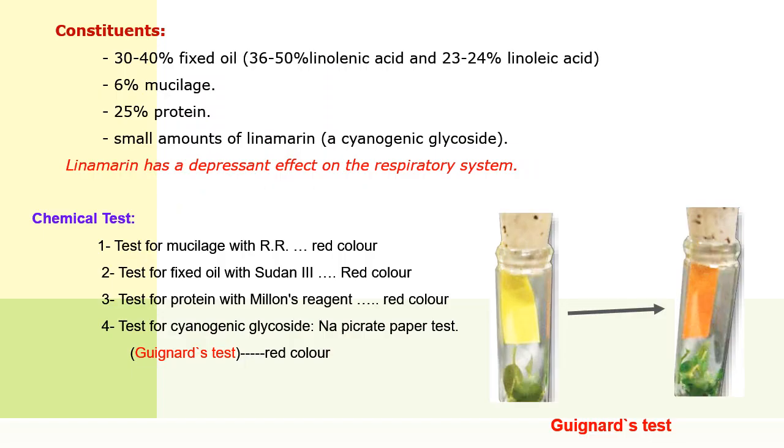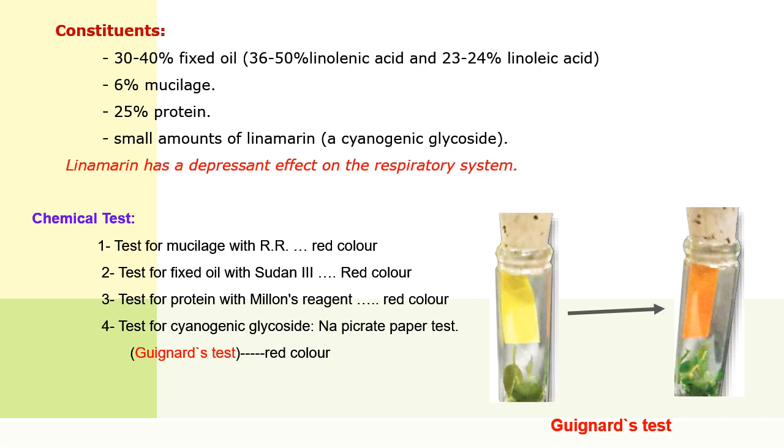The active constituents of linseed: it contains about 40% of fixed oil. Up to 50% of this oil consists of linolenic acid, and 24% of linoleic acid. In addition, there are mucilage, a high percent of protein, and a trace amount of cyanogenic glycoside known as linamarin.